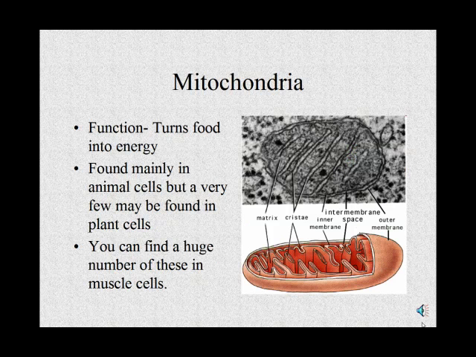The mitochondria. The function of the mitochondria is to turn food into energy. You're mainly going to find these in animal cells. Sometimes you can find a very few of them in a plant cell. You can find a lot of them in muscle cells, and that's because that's where most of the energy is needed, because you use it up in your muscles and you have to replace it, and that's why the mitochondria is there. It's turning that food into energy.